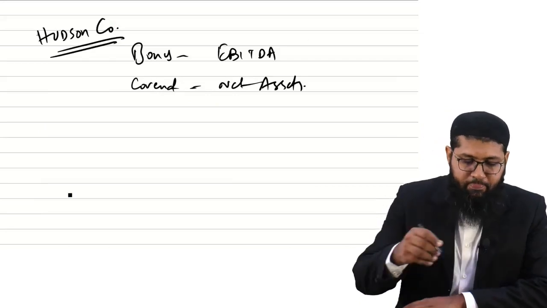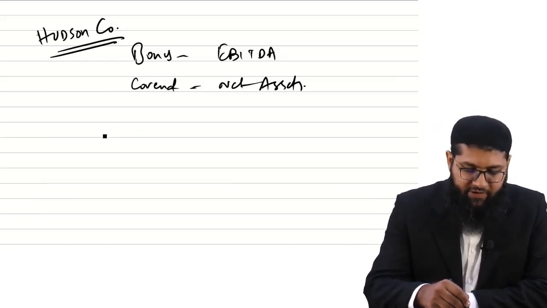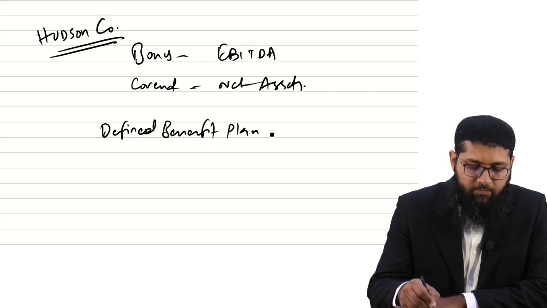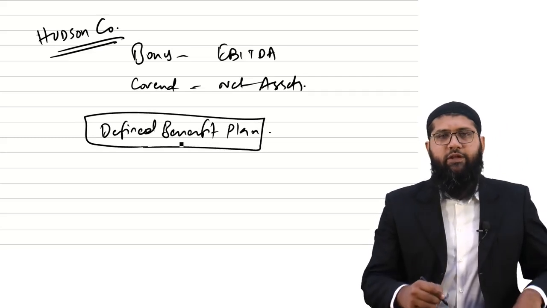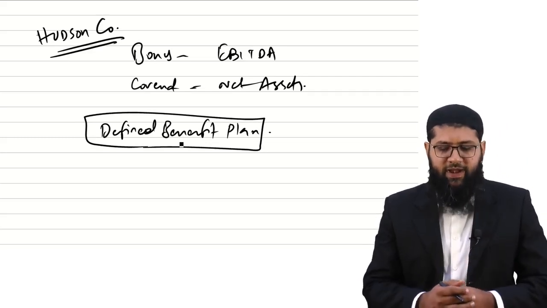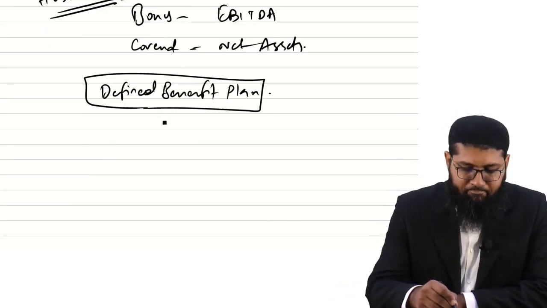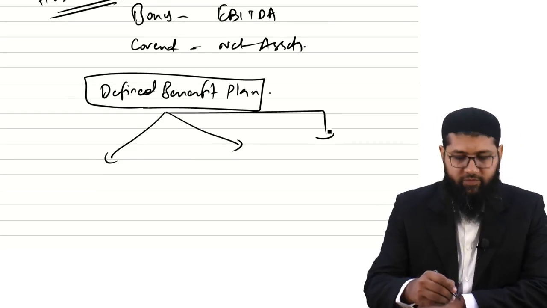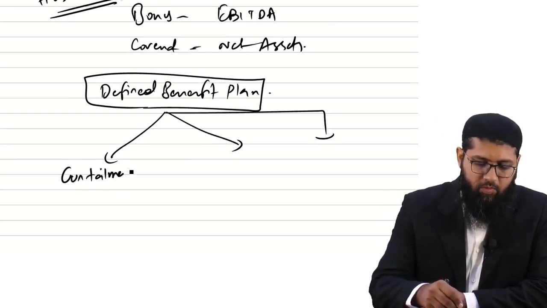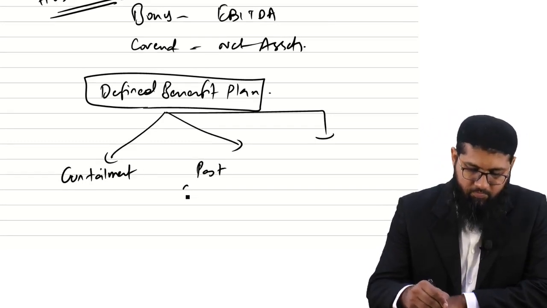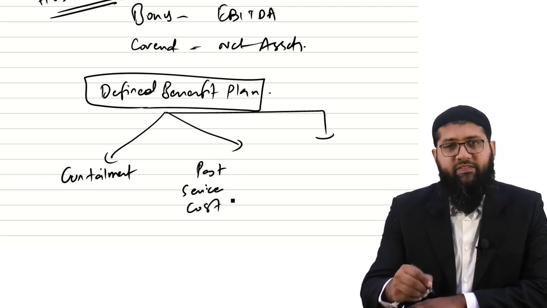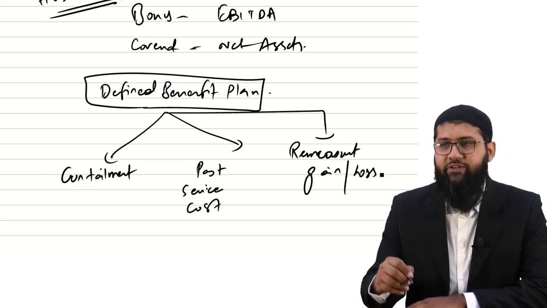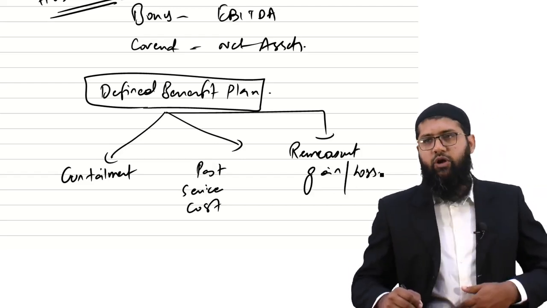Now see, when we talk about the defined benefit plan, there are two important things that you need to understand. In fact, three things. Curtailment, past service cost, and remeasurement gain loss. So I repeat, there are these three things that you have to understand with respect to the defined benefit plan before you do this scenario.